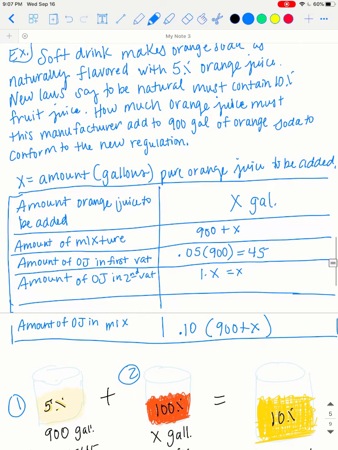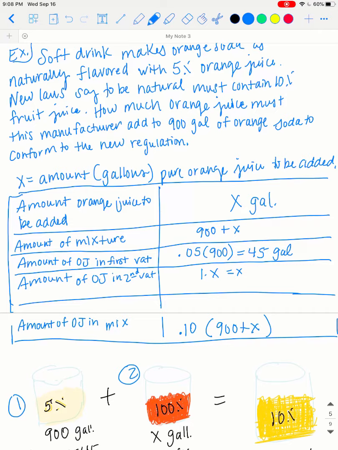So our amount of orange juice in our first mix is going to be that 900 gallons times 0.05. So that's how much orange juice is in there. So we know there's 45 gallons of orange juice in the first mixture. And then the amount of orange juice in the second mixture is just going to be 100%, because we're just pouring in orange juice in order to get it up to code.